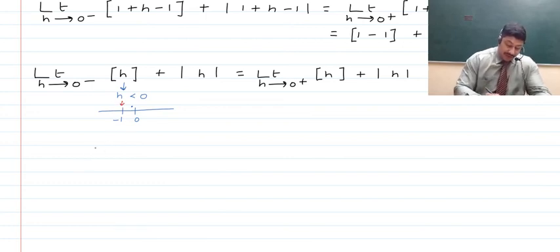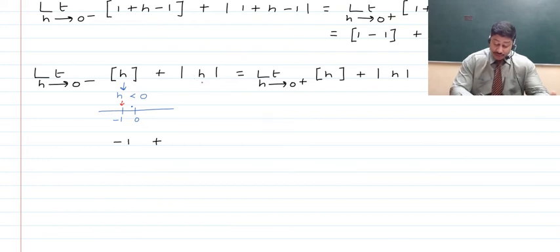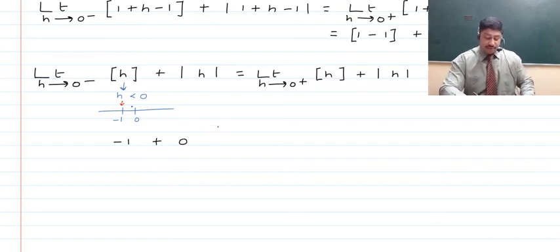So the value here that you will have will be -1, to which is going to be added the modulus of h, which is 0. Obviously the modulus of h, where h in itself is a negative number, if you multiply by a minus sign, it will become positive. But as h is infinitesimally small, so obviously this finally is going to become equal to 0.